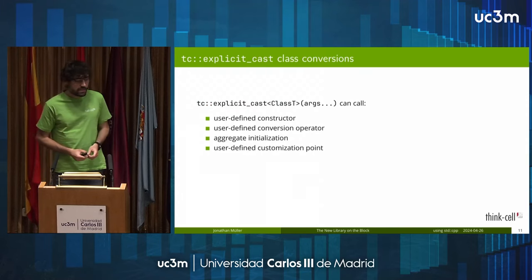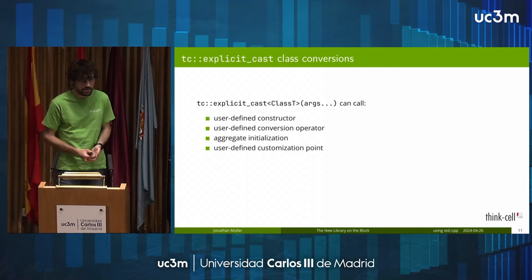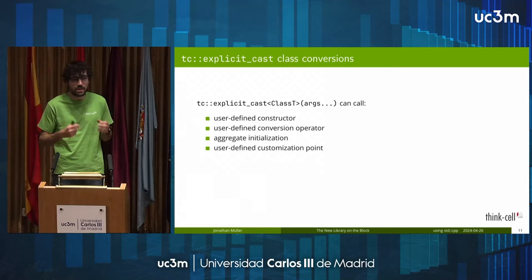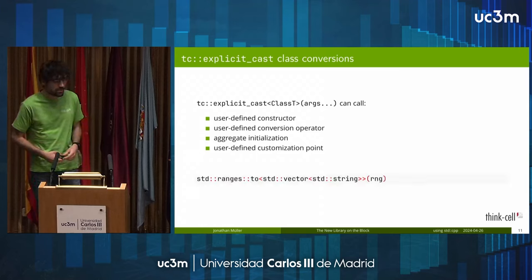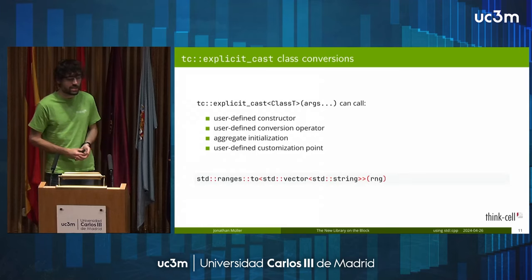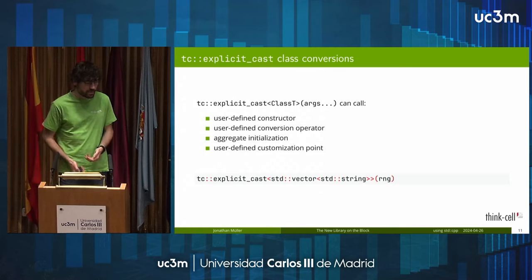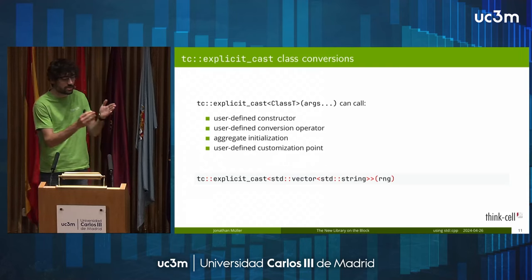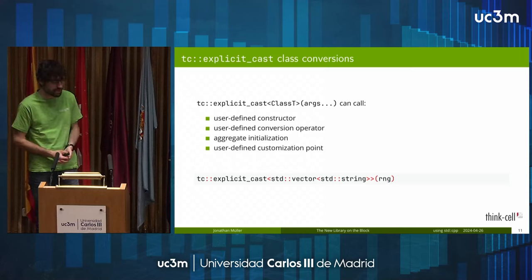We also gave it a version that takes multiple arguments. This one essentially calls the constructor or conversion operator for us. It can also do aggregate initialization, and we use it to add constructors to standard library types, which we can't control. For example, the standard library finally added ranges::to to convert an arbitrary range to a container, and we had that for ages using explicit_cast. Explicit_cast is a customization point, and we can add a constructor to vector or string to convert an arbitrary range to a vector or string.